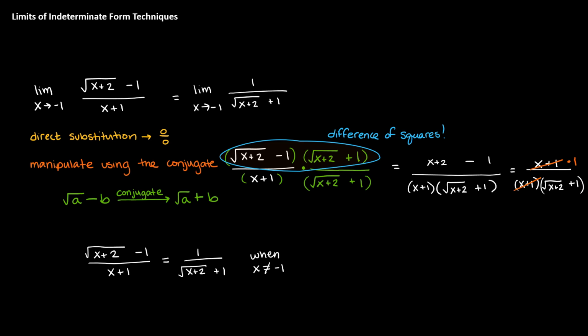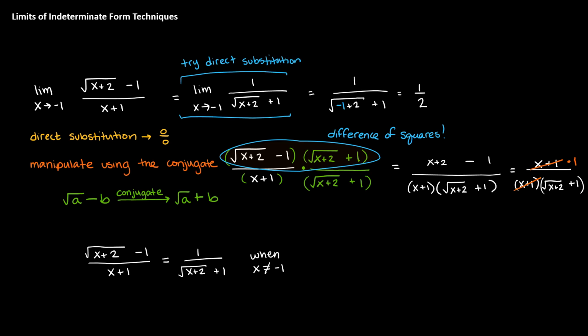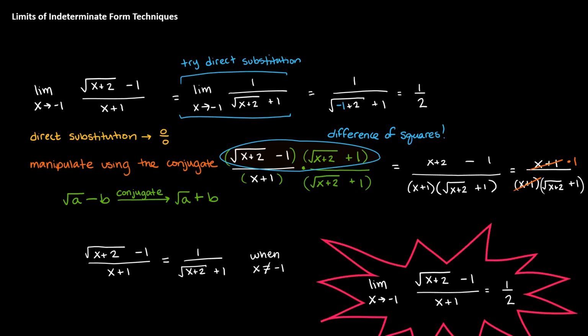We now evaluate our limit using this twin function and direct substitution. Replacing our x with -1 and simplifying, we get 1/2. So the limit of this complicated function we were able to find is 1/2. We checked direct substitution and we found an indeterminate form, so we used the conjugate to find a twin function that we could use to evaluate our limit.